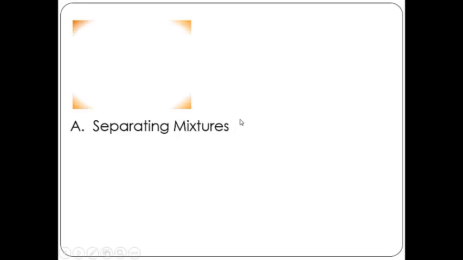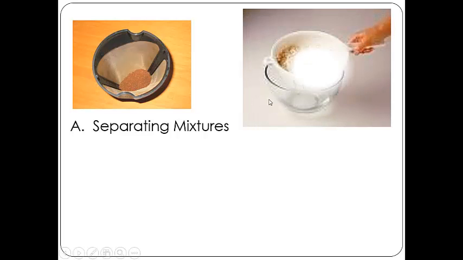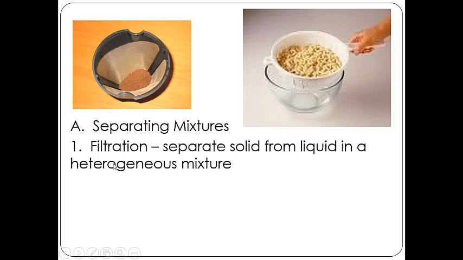And the first one is really common. You have, in this case, coffee grounds that you are keeping separate from the water that flows through them. You have maybe a strainer at home that you separate the water from the macaroni and cheese that you might be making that night for supper. We call that filtration. So when something is filtered, you're taking the solid piece from the liquid, because this would have been a heterogeneous mixture like our muddy water that we had in the previous example.